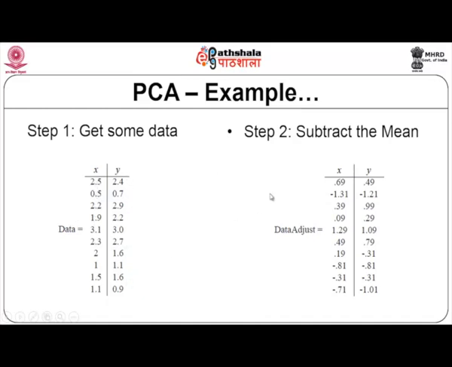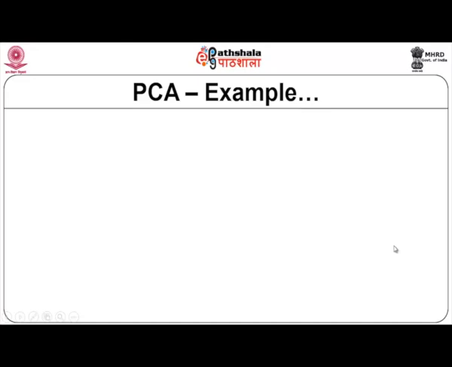So, the mean adjusted data will now look like this. The average for x is approximately 1.8 and the average for y is approximately 1.9. So, if you subtract 1.8 from 2.5, you get around 0.69. Similarly, if you subtract 1.9 from 2.4, it is 0.49. This mean adjusted data is what you are going to use for computing the eigenvalues and eigenvectors.